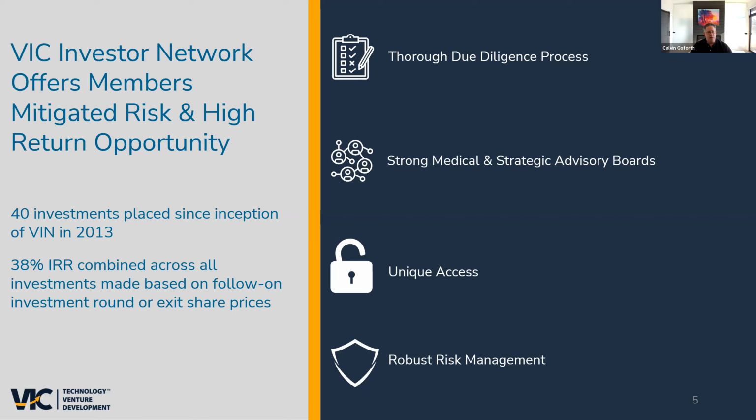Members of the VIC Investor Network really have a mitigated risk through partnering with VIC in these high return opportunity companies. Since inception of the network in 2013, there's been 40 investments placed. And across all those investments, there's an outstanding 38% IRR that's based on a combination of outside investor follow-on share prices and actual realized exit share prices.